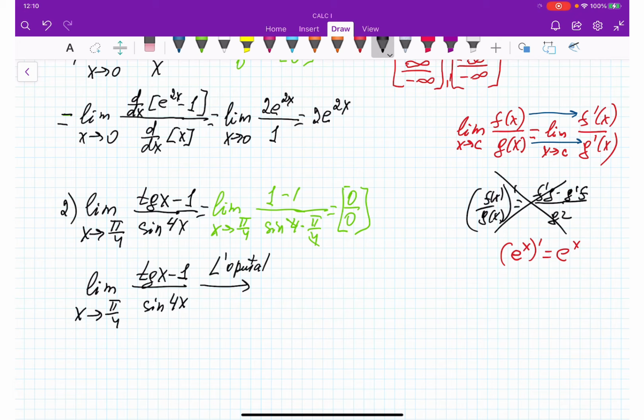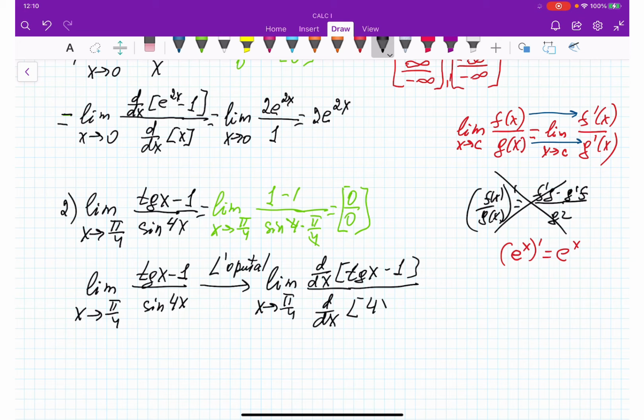Yes, and it's going to be limit x approaches to pi over 4. We are taking the derivative d by dx for tangent x minus 1, and d by dx for 4x.